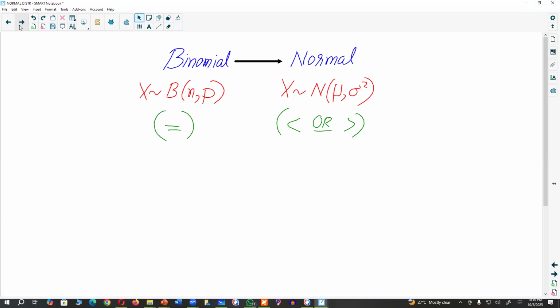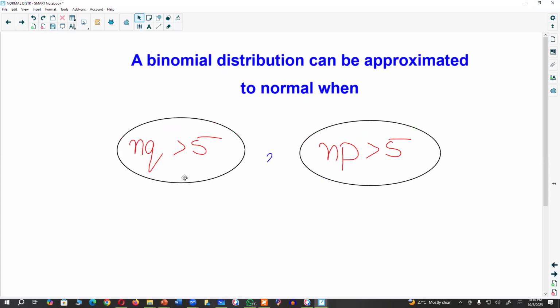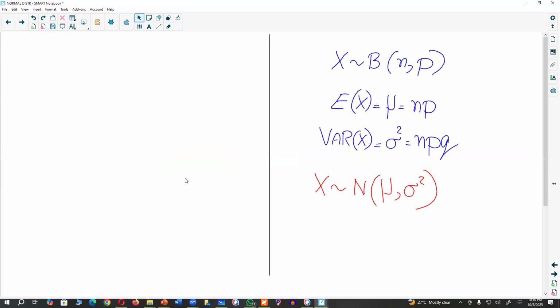Binomial deals with the equal sign, but normal officially deals with either the less than sign or the greater than sign. So this is the transformation. There is a check to make, to decide whether you should convert the binomial as an approximation to normal or not. You have to calculate np or nq. np should be greater than 5.